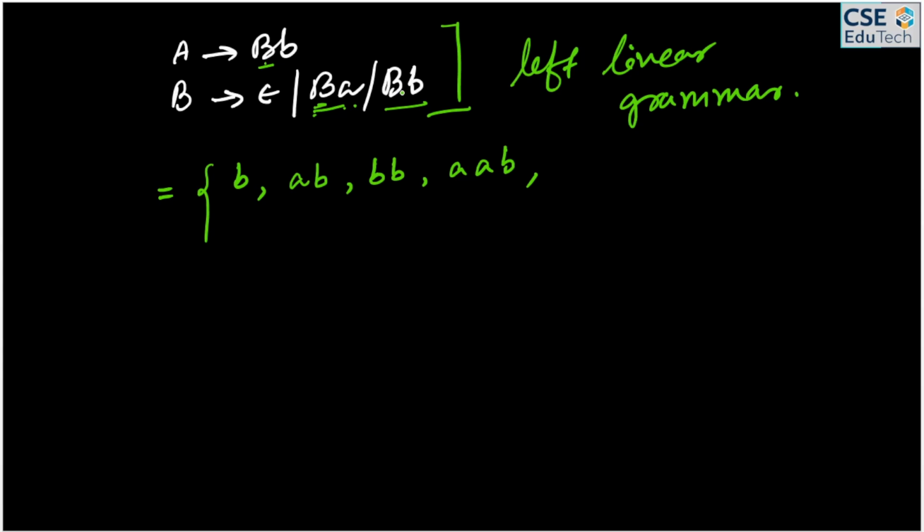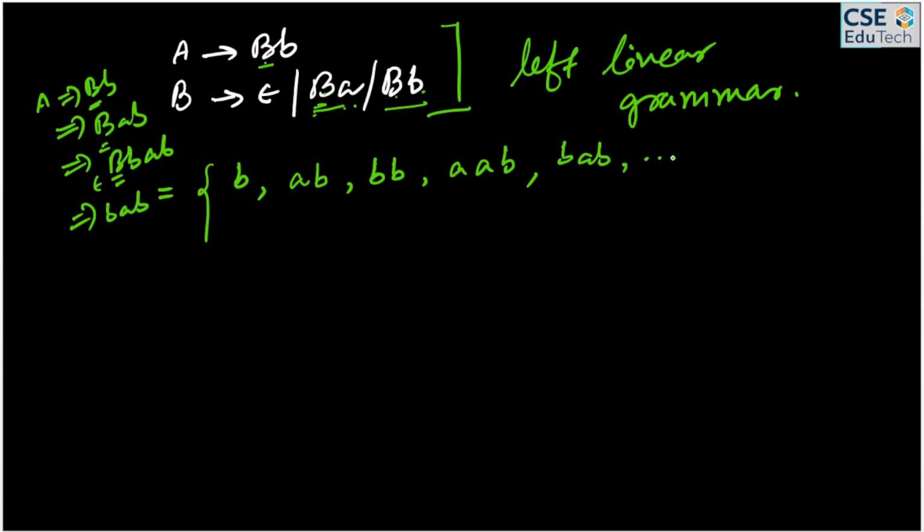And if we replace this with BA and again this B will be replaced by BB, like this, A derives BB, and then this B will be replaced by BA, and this B will be replaced by BBAB, and this B will be replaced by epsilon, then it will be BAB. This will be replaced by epsilon. So BAB is also there. So this is basically the pattern.